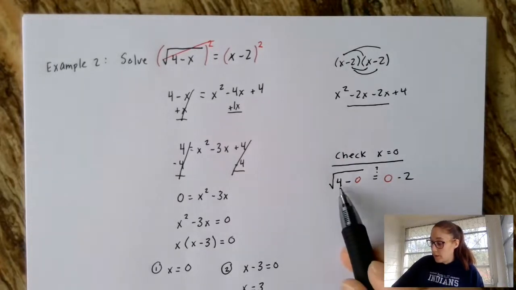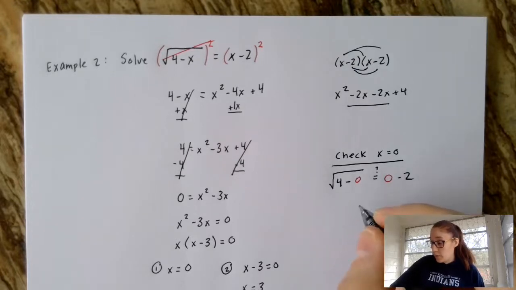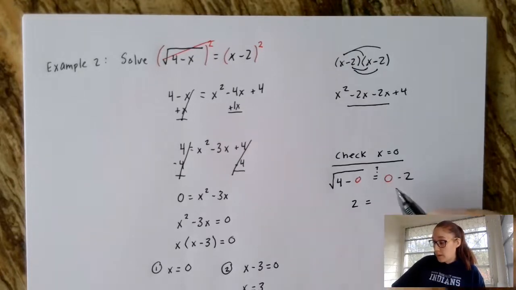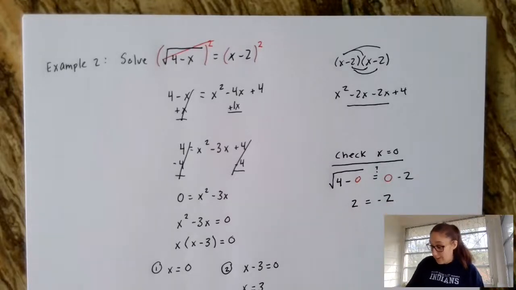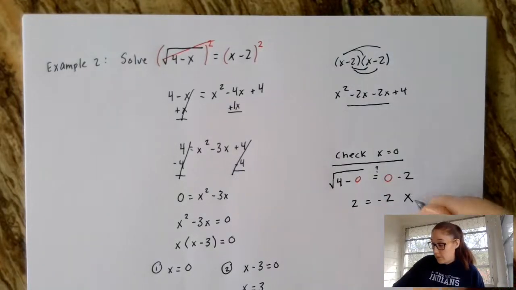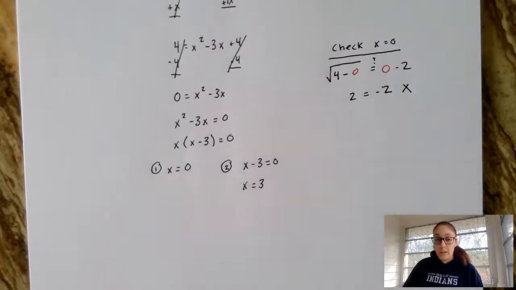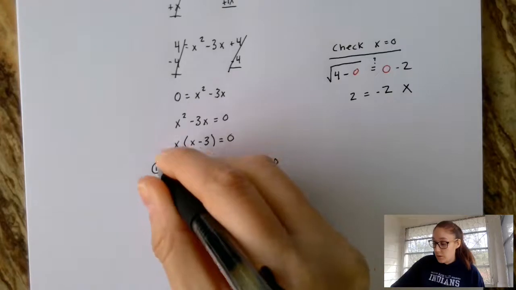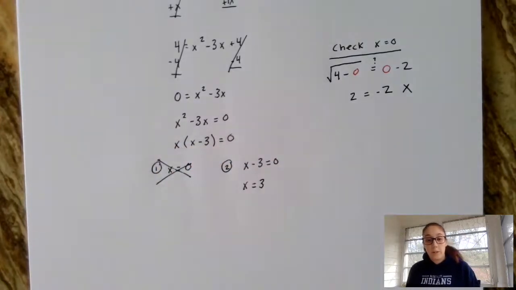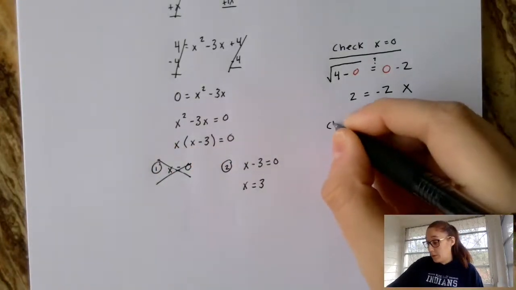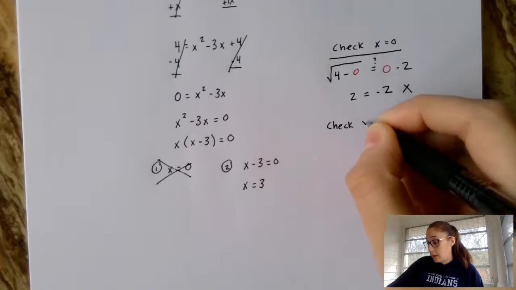Alright, so let's go ahead and see. 4 minus 0 is 4. The square root of 4 is 2. 0 minus 2 is negative 2. Well, that doesn't check out. So what that means is that 0 is actually an extraneous solution. It's not an actual answer. Well, let's go ahead and see what happens when we check x equals 3.